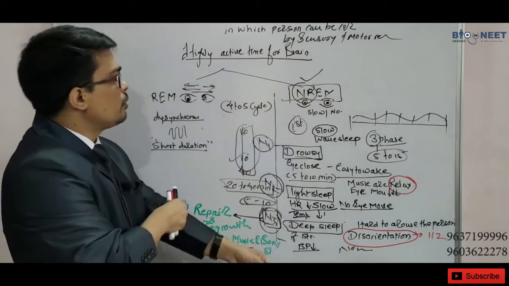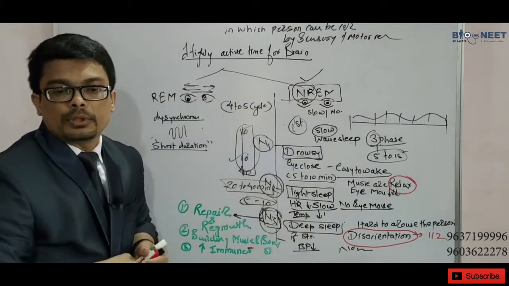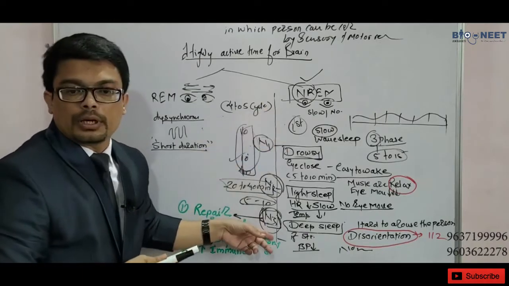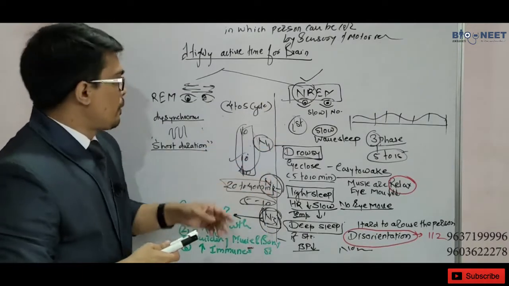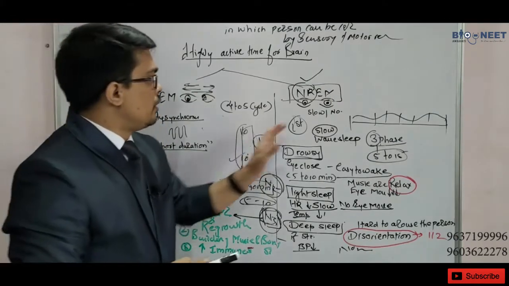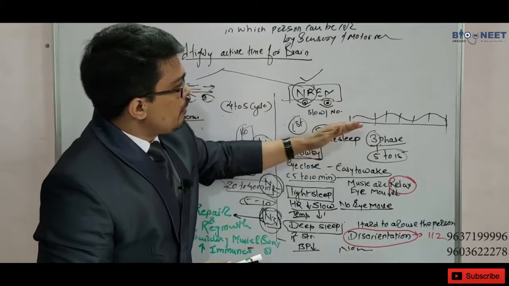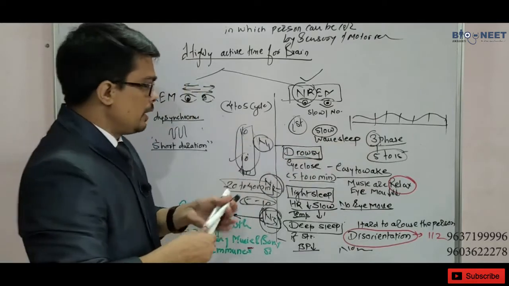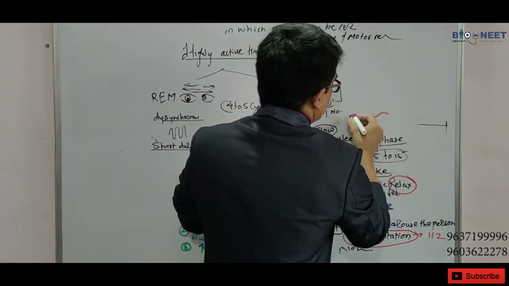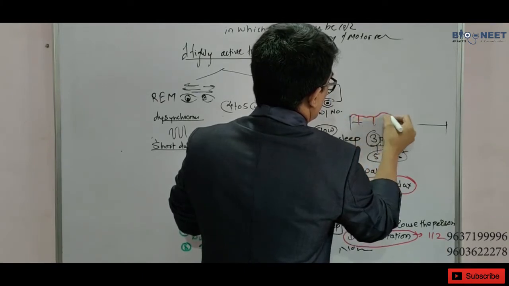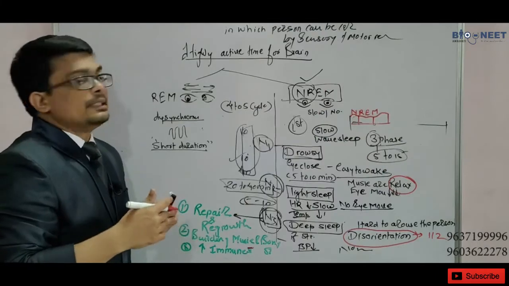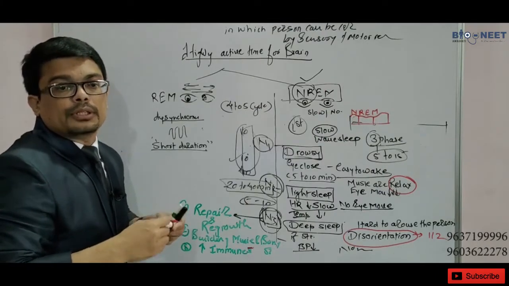So this is about your NREM sleep. That is all your NREM sleep. Okay, now we will go for the REM sleep. Person from NREM enters into the REM sleep. So this is NREM sleep. Okay, 1, 2, and 3. Now we will see the REM sleep.